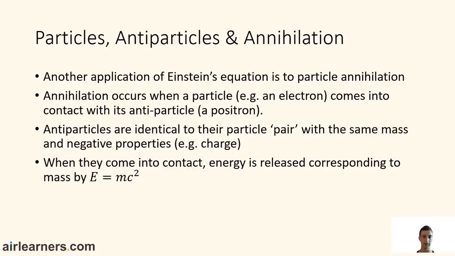Particles, antiparticles, and annihilation. So another application of Einstein's equation is to particle annihilation, which occurs when a particle, for example, an electron, comes into contact with its antiparticle. In this case, it would be a positron. Now, you may have covered this in 1-2 before, but if you haven't, pretty much what an antiparticle is, is the opposite of the normal particle, we can say. So it's got the same mass, but it's got negative properties. So the likes of charge, and then when you talk about quarks, they will have the opposite values.